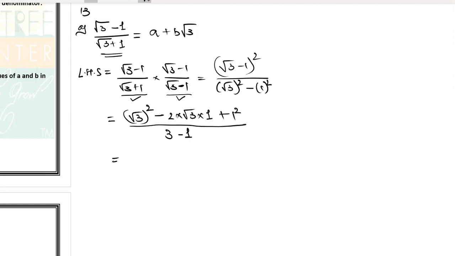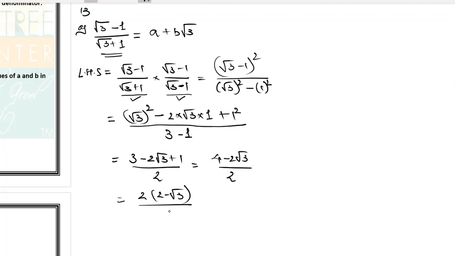So I have used the identity of a minus b the whole square, which is a square minus 2ab plus b square. So this will become 3 minus 2 root 3 plus 1, the whole upon 3 minus 1 is 2. 3 plus 1 is 4 minus 2 root 3 upon 2. So 2 comes out common, 2 minus root 3 remains inside. I've taken out 2 common from both the terms in the numerator, upon 2. 2 gets cancelled here. The answer is 2 minus root 3.